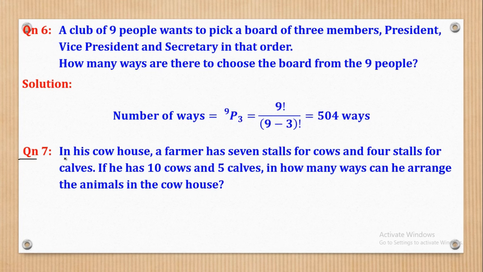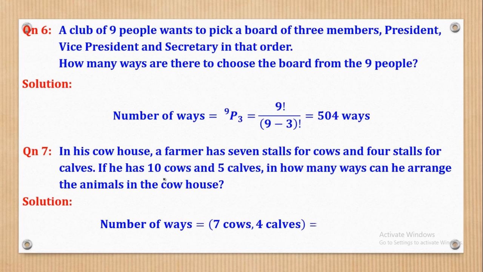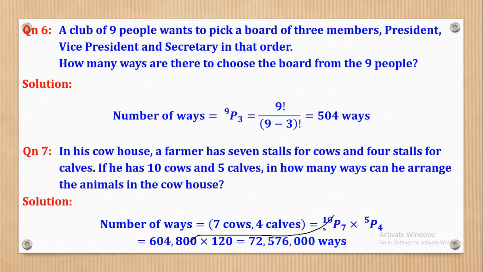Then question 7 says, in his cow house, a farmer has 7 stalls of cows and 4 stalls of calves. If he has 10 cows and 5 calves, in how many ways can he arrange the animals in the cow house? So this means that out of 10, you need 7, and out of 5, you need 4. That is why you see here 10 permutation 7 and here 5 permutation 4. And when you use a calculator, this will give you this and this will give you this. So in the end, you'll come up with this number of ways.